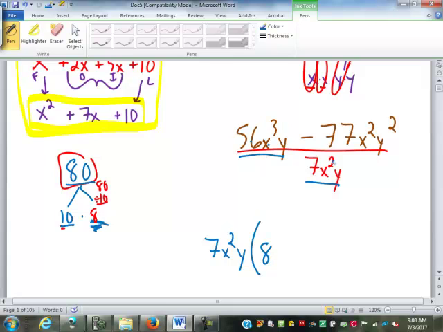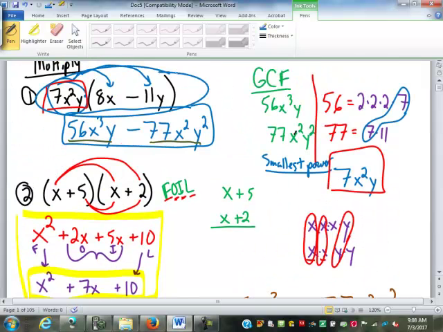x to the third divided by x squared? Just x. y divided by y? Cancels out. Anything divided by itself is 1. So then we got negative 77x squared y squared divided by 7x squared y. What's negative 77 divided by 7? Negative 11. x squared divided by x squared cancels out. y squared divided by y is just y.